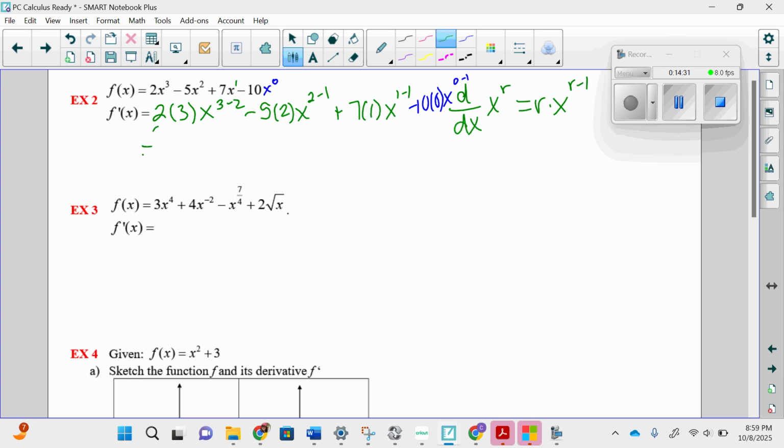So when we simplify that, we end up getting 6x to the, put a 2 there, that is a 1. I was one step ahead in my brain. 3 minus 1 is 2. x to the second power minus 10x to the first power plus 7x to the 0th power, but anything to the 0th power is 1, so that just ends up being 7. So the derivative of f of x is 6x squared minus 10x plus 7.